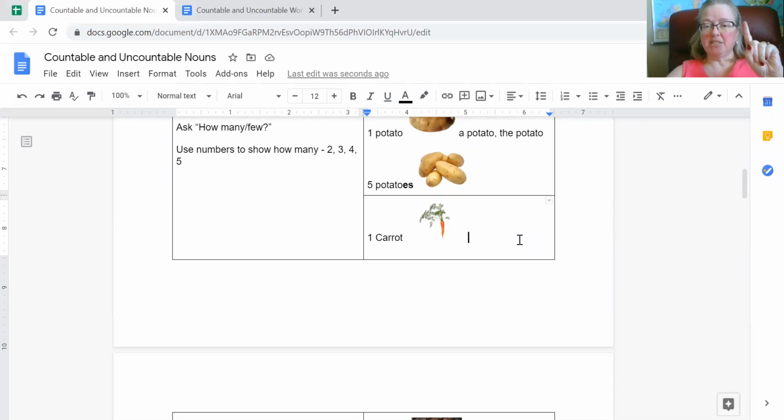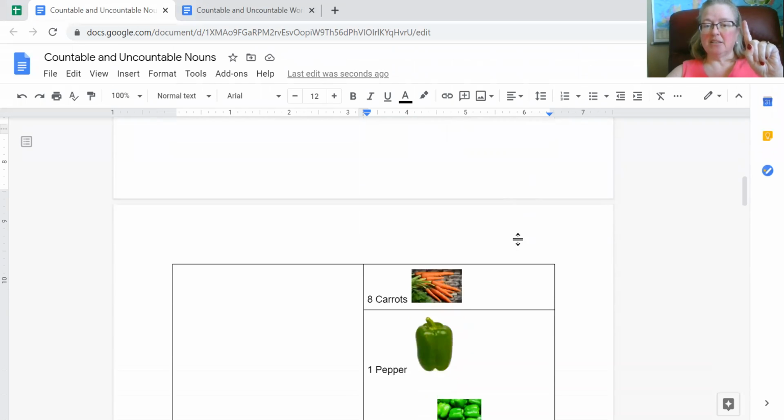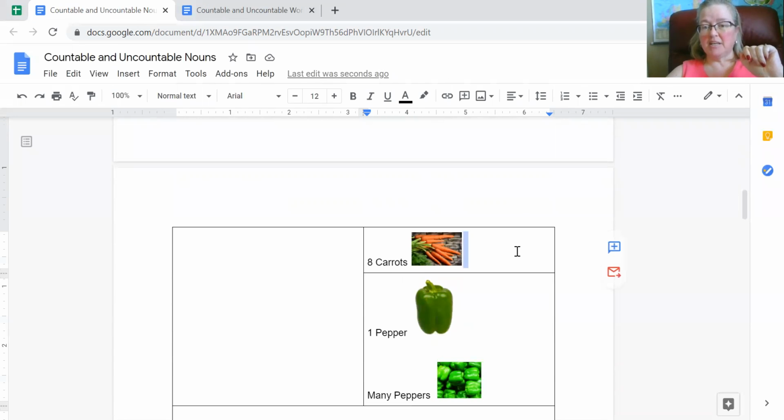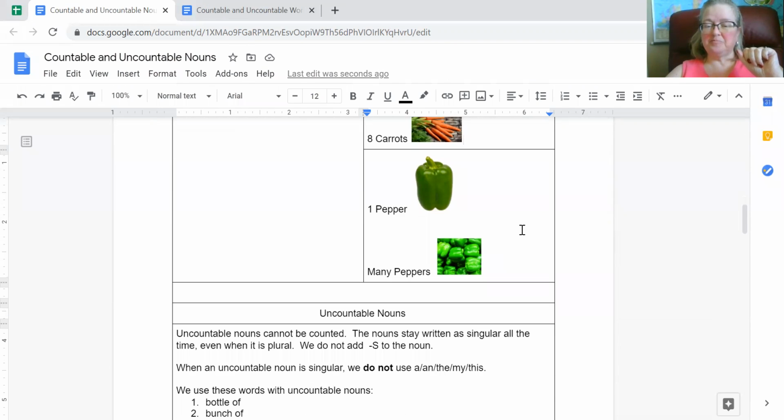1 carrot. 8 carrots. Many carrots. How many carrots? 8 carrots. 1 pepper. How many peppers? Many peppers. If we cannot count how many, we use many.